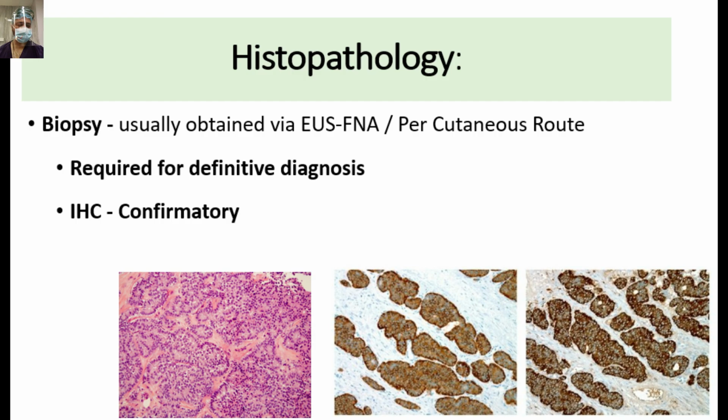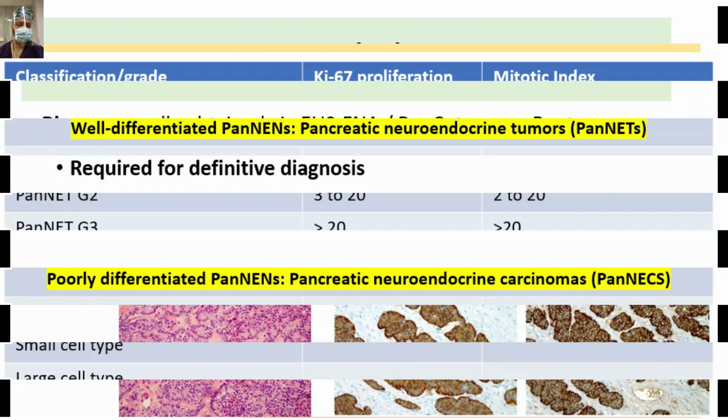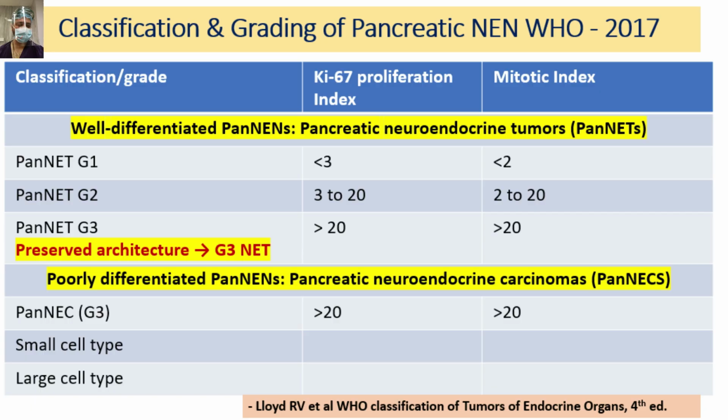The final diagnosis is with the biopsy, that is obtained from EUS FNA or percutaneous route, and IHC is confirmatory, that is you look for the specific IHC marker like chromogranin A for these tumors. So again, this is a very important slide in the diagnostic ladder, friends.